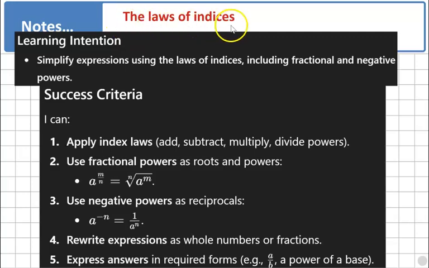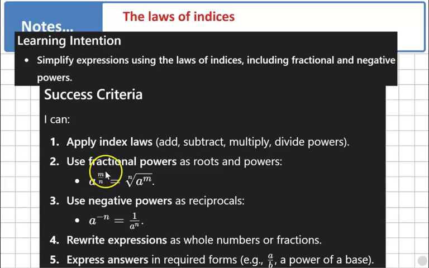The laws of indices. Learning intention: simplify expressions using the laws of indices, including fractional and negative powers. Success criteria. I can: apply index laws, add, subtract, multiply, divide powers. Use fractional powers as roots and powers.